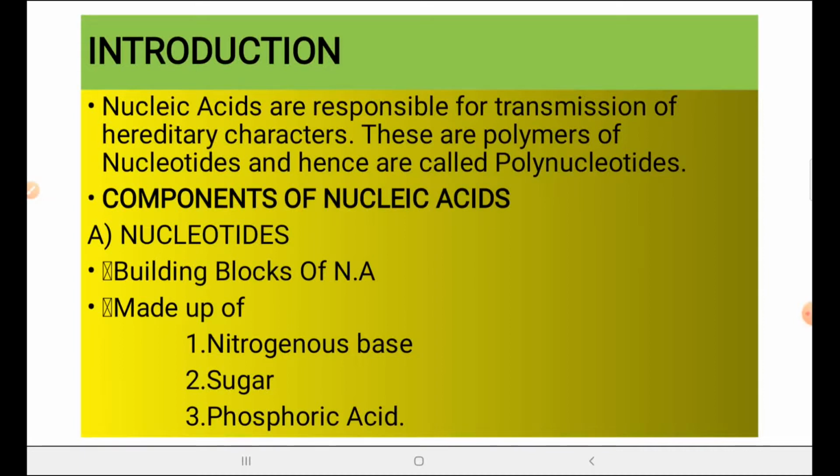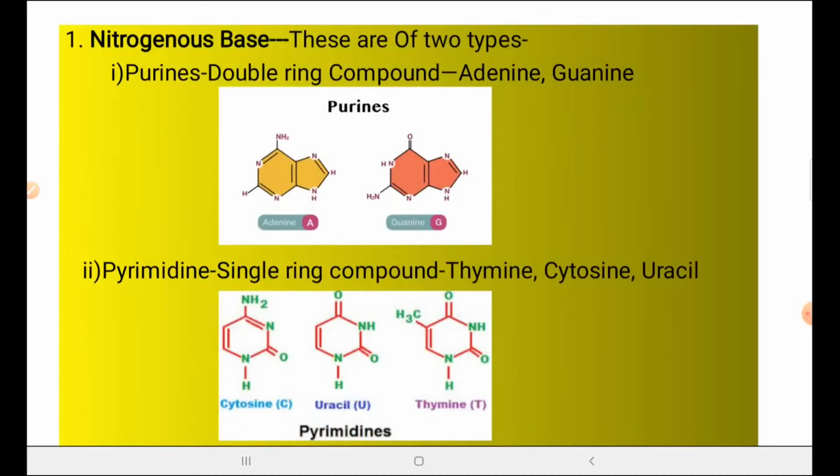Nucleic acids are mainly made up of nucleotides. Now, nucleotides are the building blocks of nucleic acids. These are made up of three substances: nitrogenous bases, sugar and phosphoric acid. What are those? Nitrogenous bases, sugars and phosphoric acid. We will study one by one. Let us come to the nitrogenous bases.